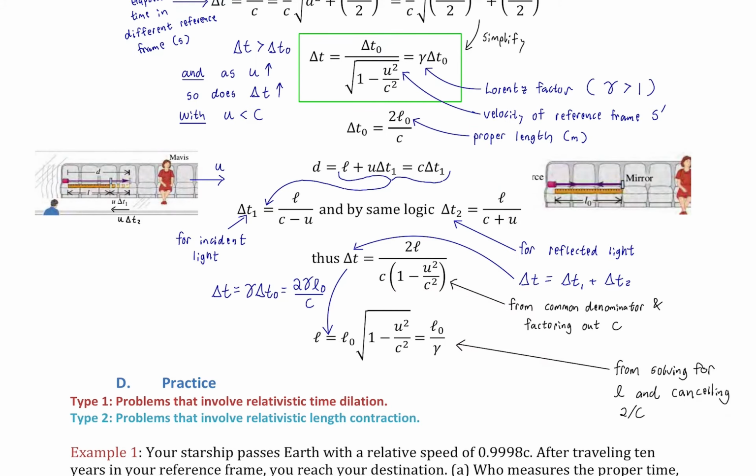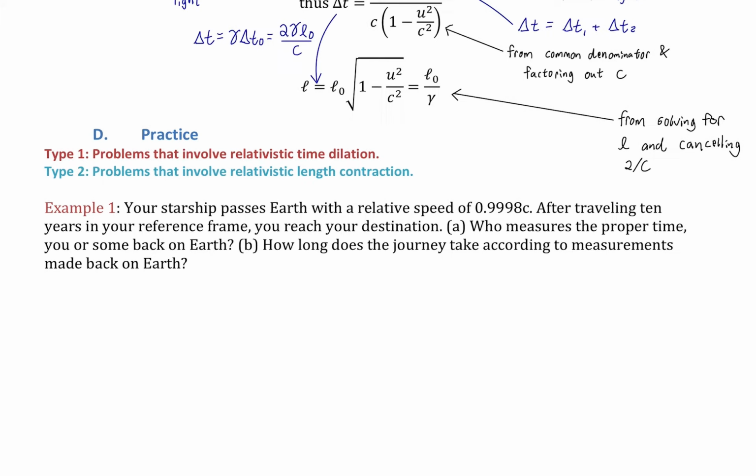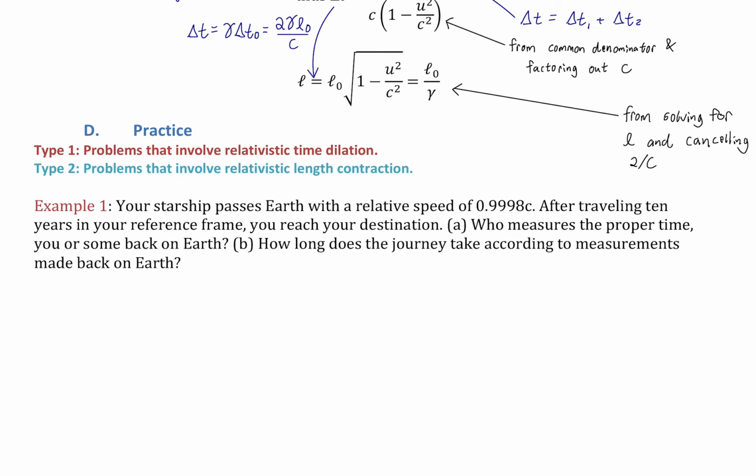Let's do practice. There are two types of problems here. I think it's fair to group them into ones that involve time dilation and ones that involve length contraction. I have at least one problem that involves both, so it's going to be a rainbow color, a little bit of red and blue. Let's take a look at a type 1 problem with example 1.